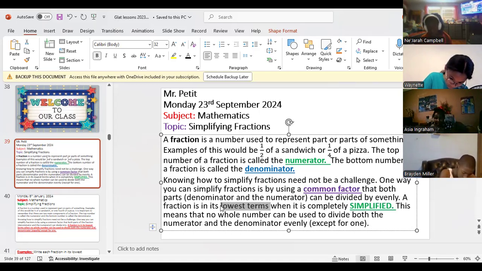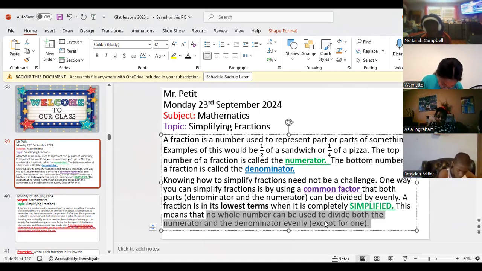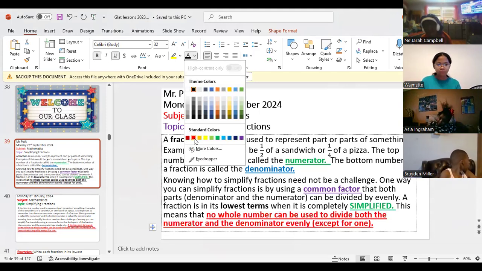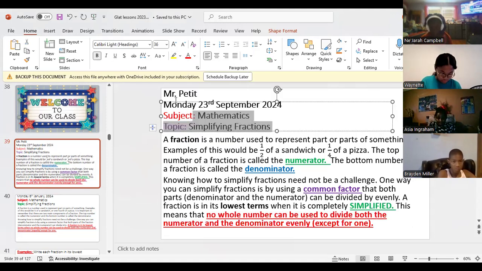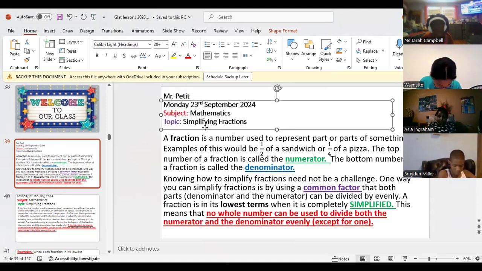So lowest terms means that the fraction is completely simplified. That's what we mean by lowest terms. The fraction is completely simplified. That means that no whole number can be used to divide both the numerator and the denominator evenly except for one. That's what we mean when we say that it's in its simplest form. All right.